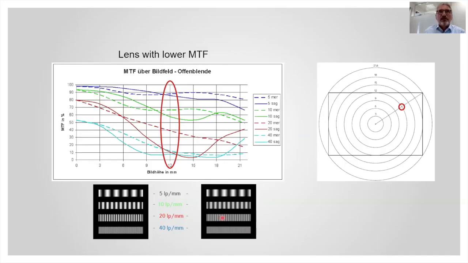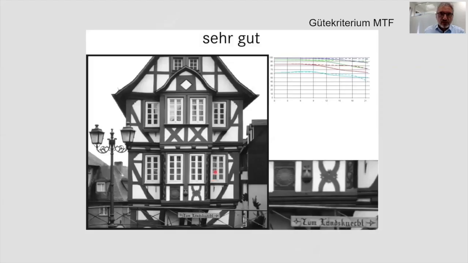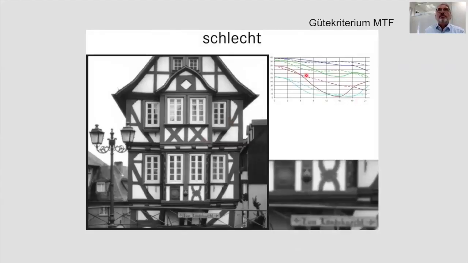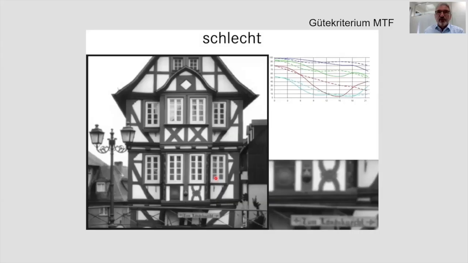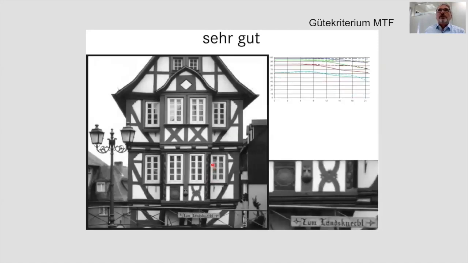The 20 line pairs are low, but still visible. Yes, and 5 line pairs. So 5 line pairs give you a rough idea of how the first impression of the image will be. Is it foggy or is it clear? That's one thing. Here I have an animated slide with bad MTF and good MTF, and then you see perhaps the differences. In principle, the sharpness suffers when you have this performance.